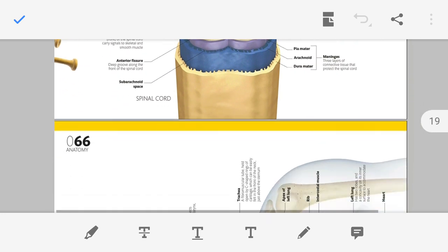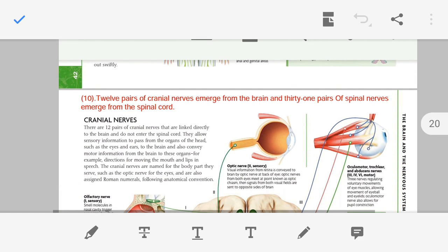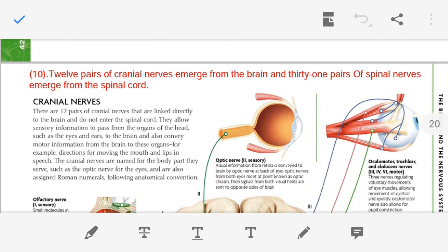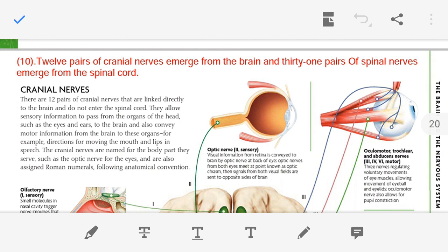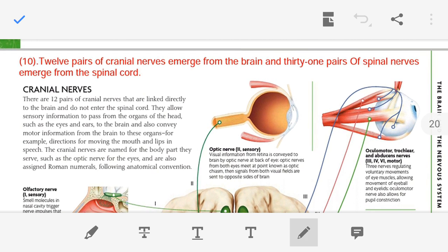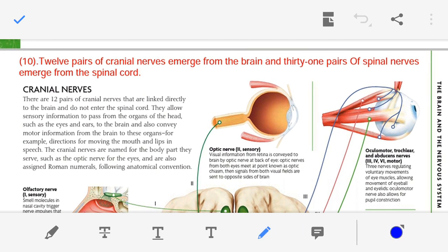Spinal cord, spinal nerve. Now let's talk about the cranial nerves. What are the cranial nerves? Cranial nerves come out from the brain. They emerge out from the brain. And how many cranial nerves are there? There are a total of 12 pairs of cranial nerves.